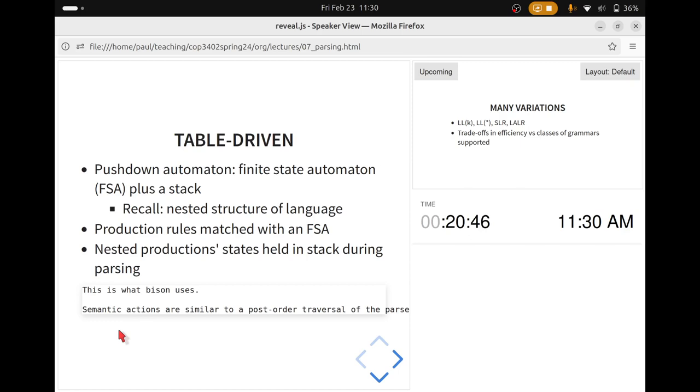So this is what Bison uses internally. These have been well developed for, at this point, probably 50, 60, 70 years. And they're extremely fast. They're linear time. They're table driven. The algorithm is linear time with respect to the input. So Bison is extremely fast. Although these days a lot of compilers have moved to recursive descent style parsers because there are restrictions on the kind of grammars you can write with these table-driven algorithms.